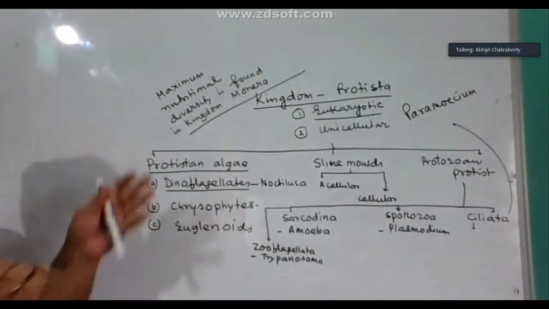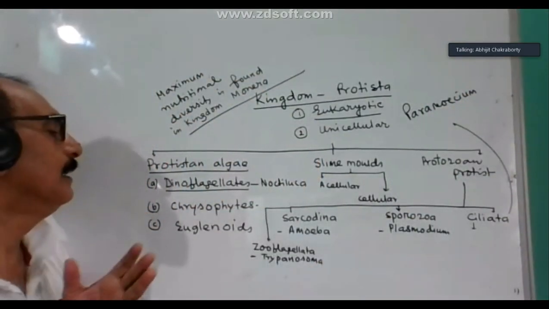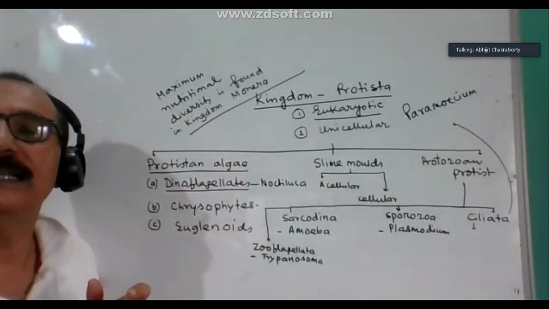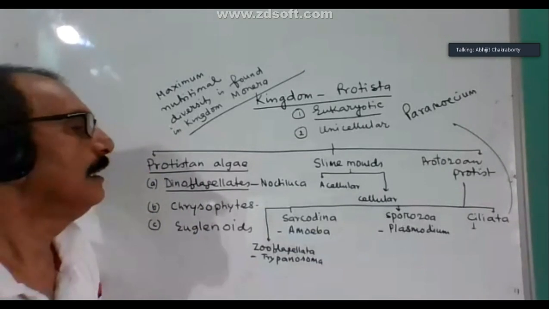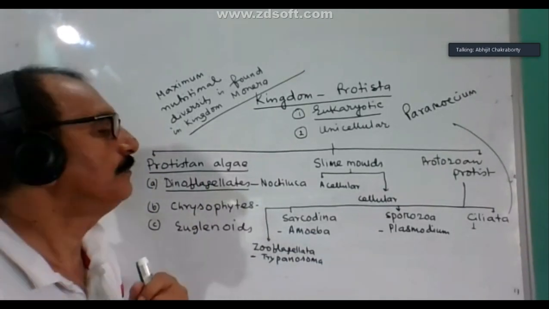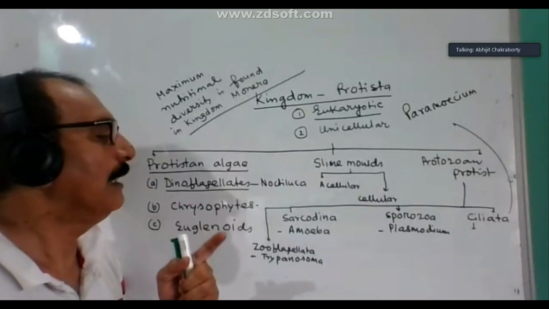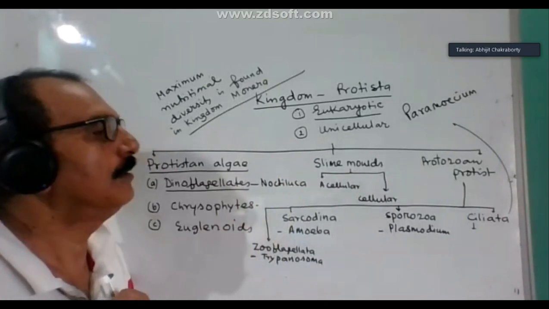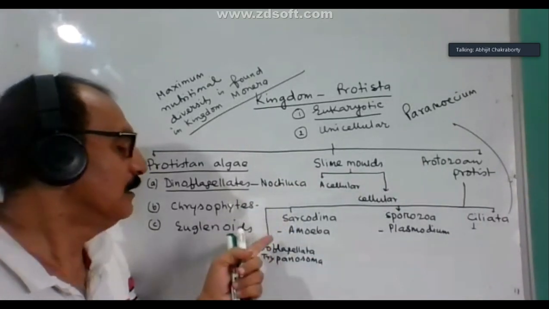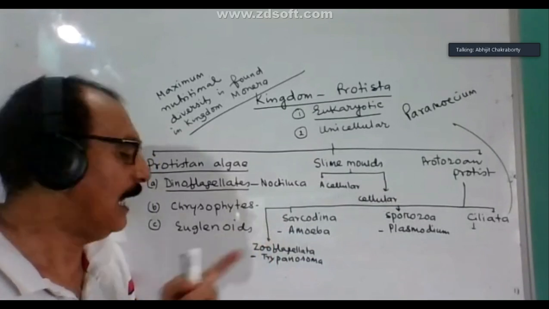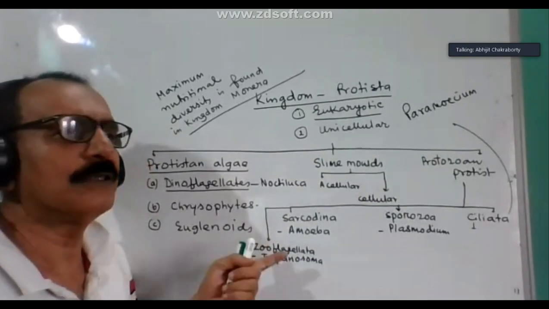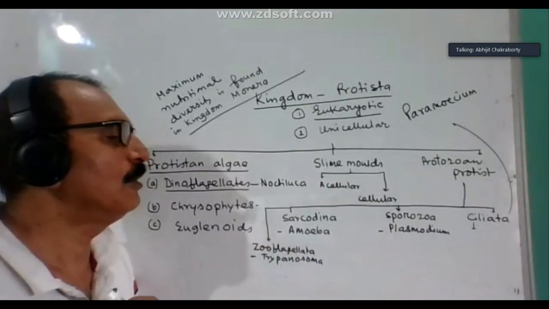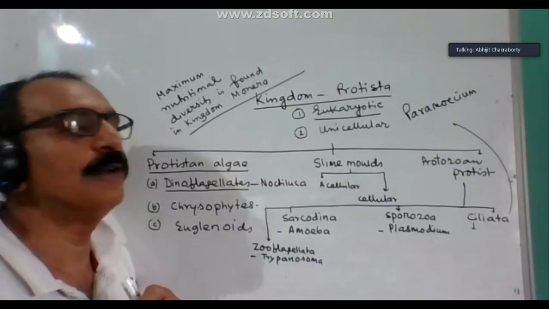So this is the group we have to study now. What are they? Dinoflagellates, chrysophytes and euglenoids, they are one group, they are the Protista algae. Under slime molds, you will get acellular and cellular. And slime molds are actually called fungus-like protists. I will be discussing this later on. Protozoan protists include flagellata, like Trypanosoma, Leishmania. Sarcodina includes amoeba, Sporozoa includes Plasmodium, and ciliata includes Paramecium.